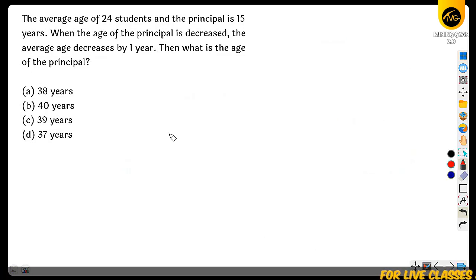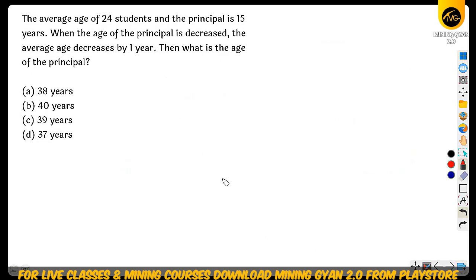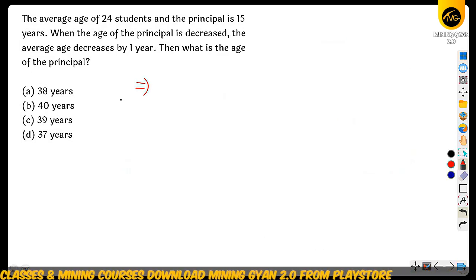one more class. Okay, the average age of 24 students and the principal is 15 years. Then the age of the principal is decreased. The average age decreased by 1 year. Okay, then what is the age of the principal? Now, it is also a similar kind of question. Basically, it looks a little bit different, but this is also a similar kind of question.